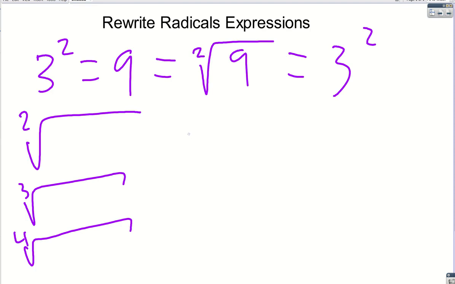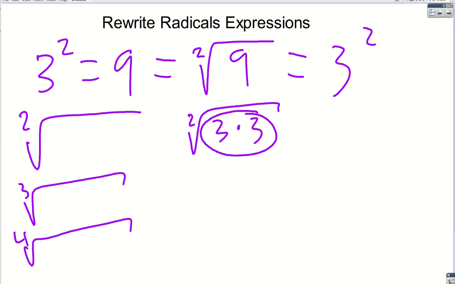Next thing, what they're asking for you to do is take this 9 and split it up into its prime factors. That means I can't split it up anymore. So 3 and 3, I can't split up anymore. And then this tiny 2 says, circle all the pairs. There's a pair, which means that's what gets pulled out.